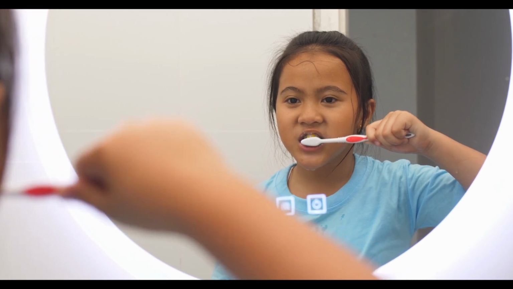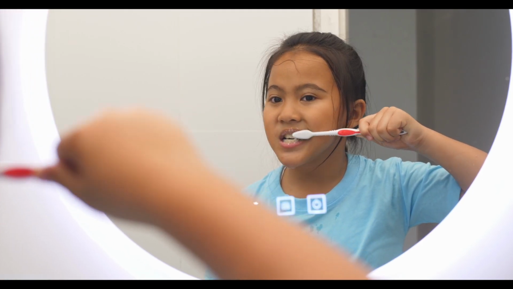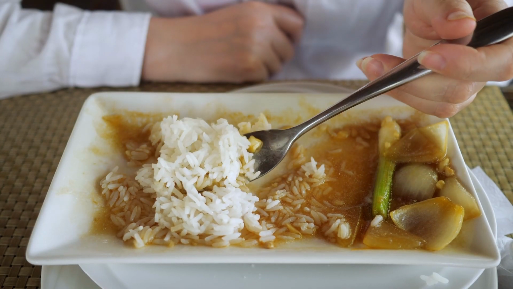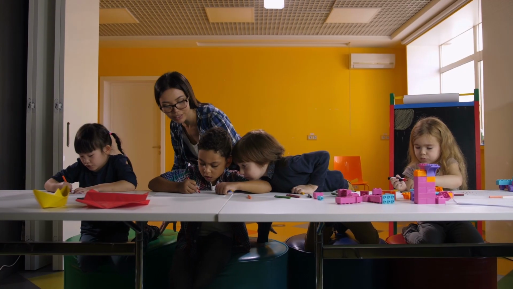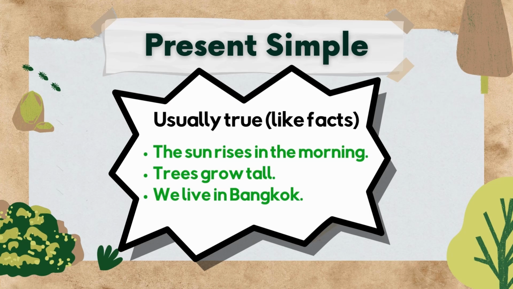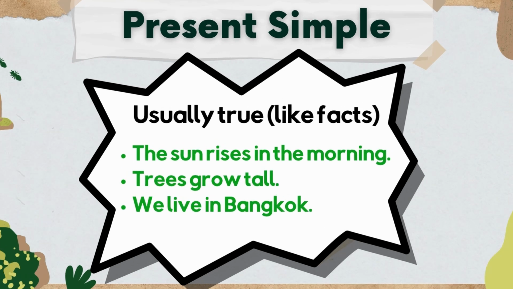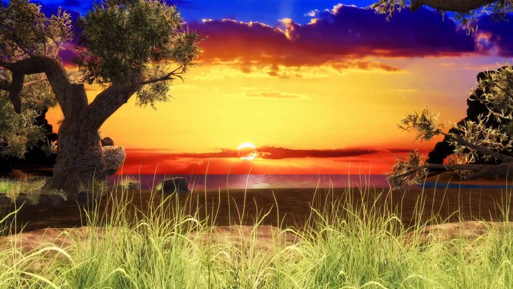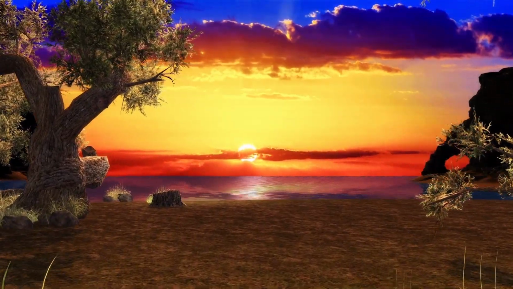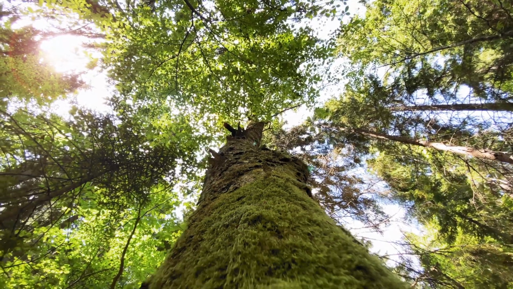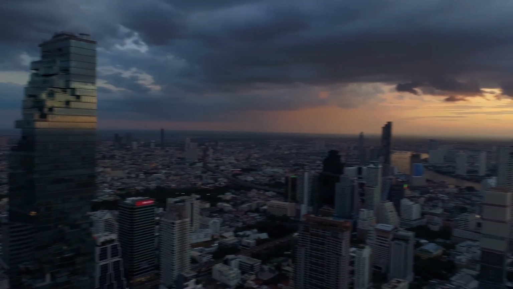Like, I brush my teeth every day. She usually eats rice. They always study English. The present simple can be used for things that are usually true, like facts. The sun rises in the morning. Trees grow tall. We live in Bangkok.